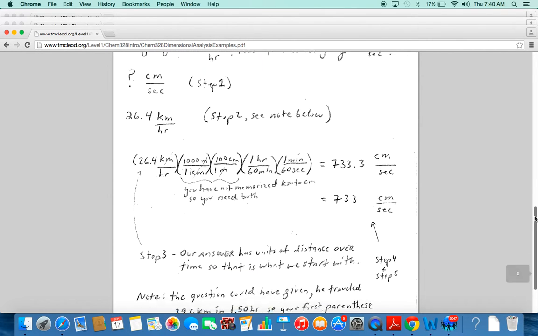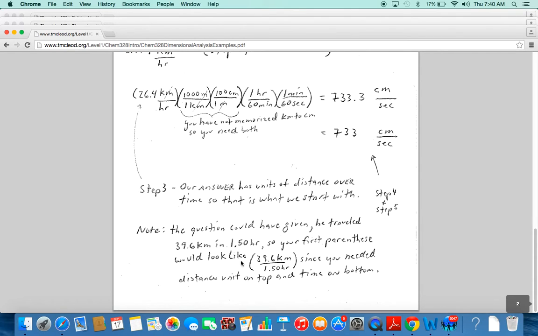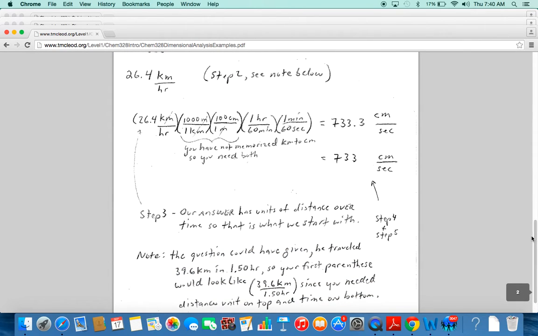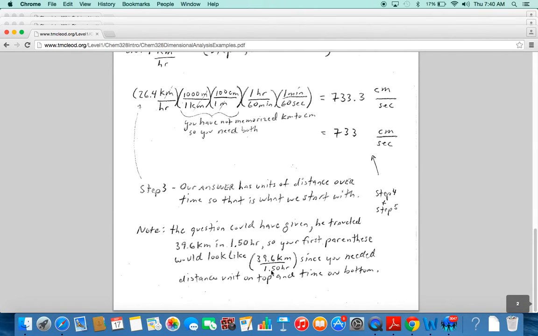Now, down here, I note this part right here. I didn't have to give you the speed in kilometers per hour. The question could have read, I traveled 39.6 kilometers in 1.50 hours. If that was the case, you wouldn't do the division, which would give exactly the same number here. What you would do is stack them together. You'd write the 39.6 kilometers here, over 1.50 hours, and that's what your starting material would be. Again, it has to be 2 units.